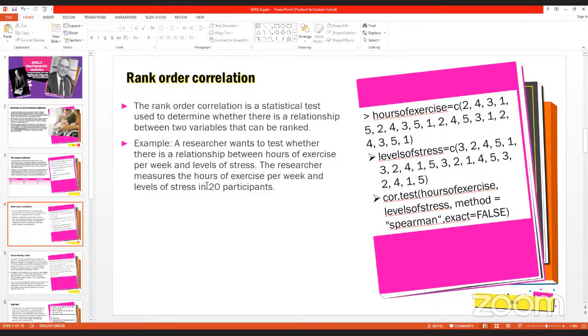So the researcher measures the hours of exercise per week and levels of stress in 20 participants. So now you have to create one vector, hours of exercise, इसका ये data है, levels of stress, इसका ये data है, and then फिर cor test for rank order correlation, और method spearman का method for this. And then you will get the result. So please tell me the result.